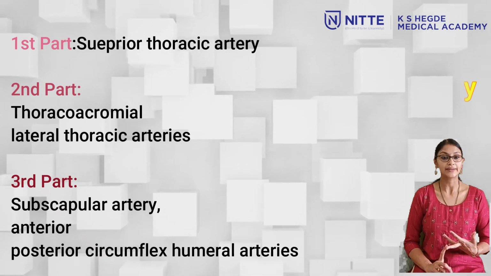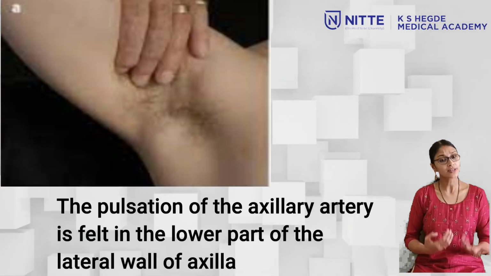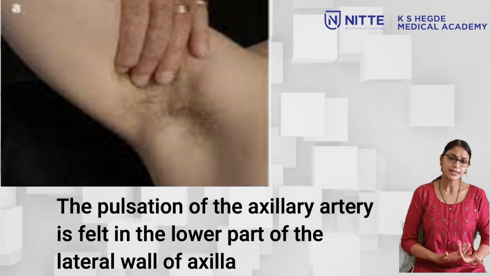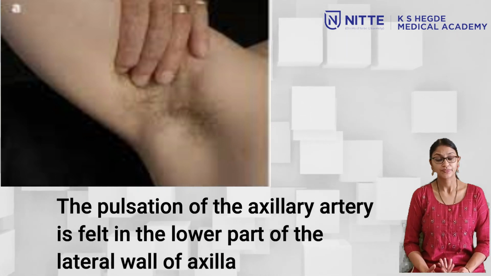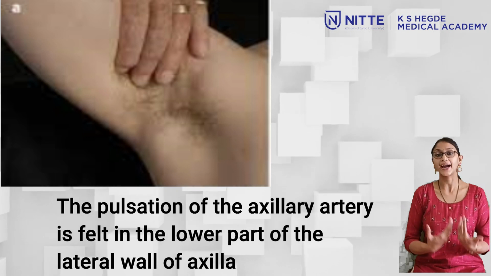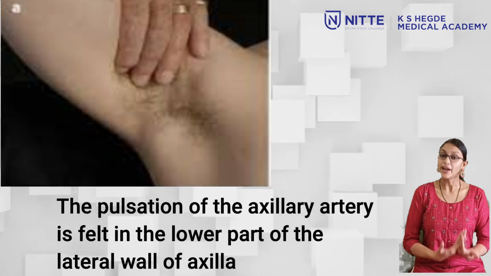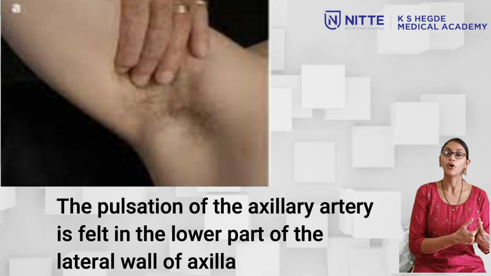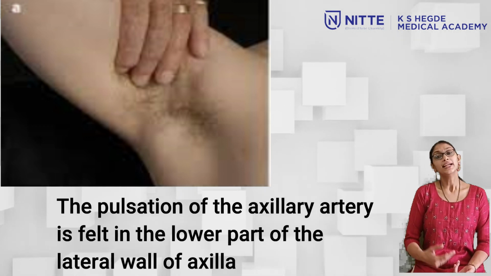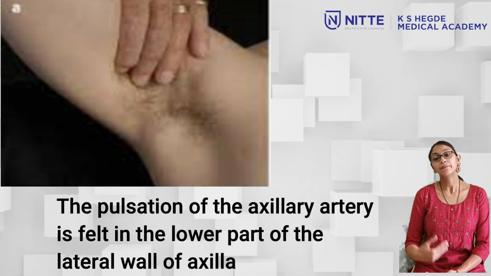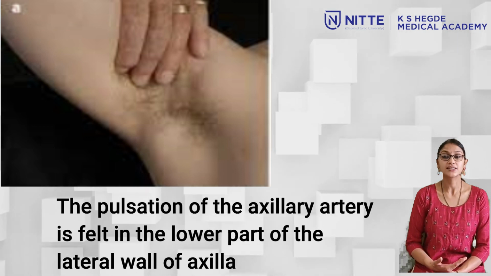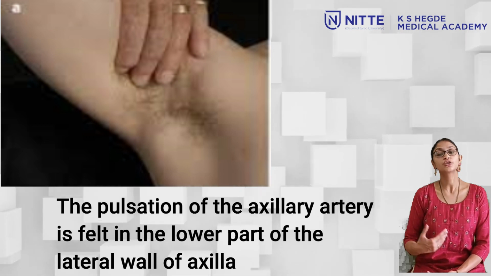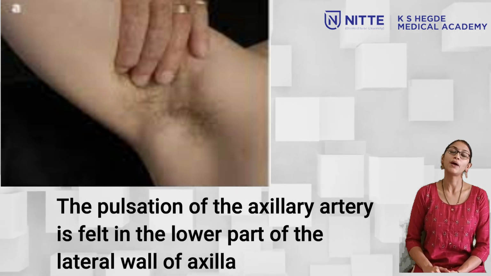Talking about the clinical correlations of the axillary artery, pulsation and compression. The pulsation of the axillary artery is felt in the lower part of the lateral wall of the axilla. The axillary artery can be effectively compressed against the lower part of the lateral wall of the axilla to control bleeding from the distal part of the upper limb.